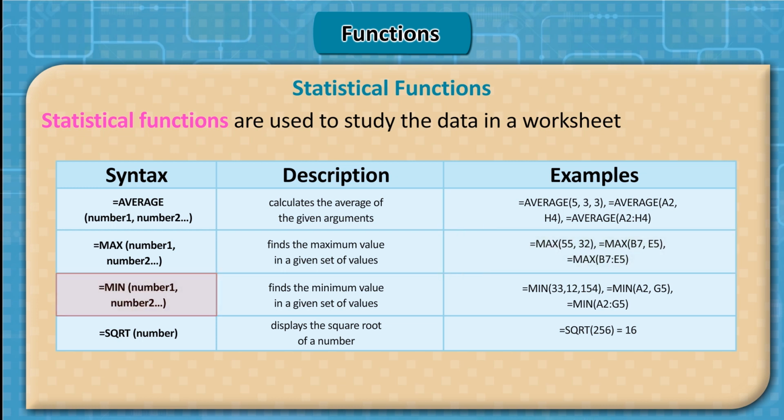MIN(number1, number2) finds the minimum value in a given set of values. MIN(33, 12, 154), MIN(2, G5), MIN(5). SQRT(number) displays the square root of a number. SQRT(256) = 16.